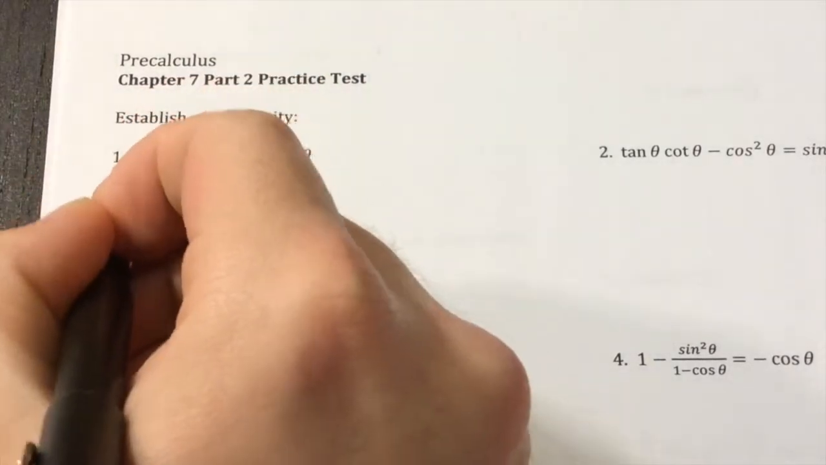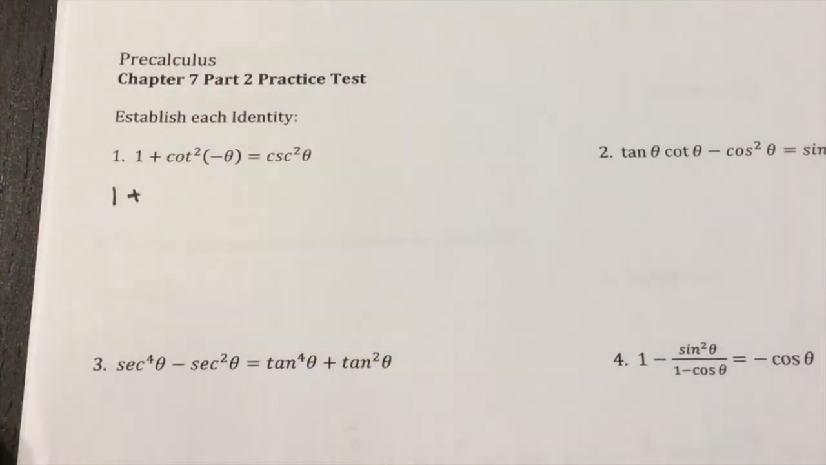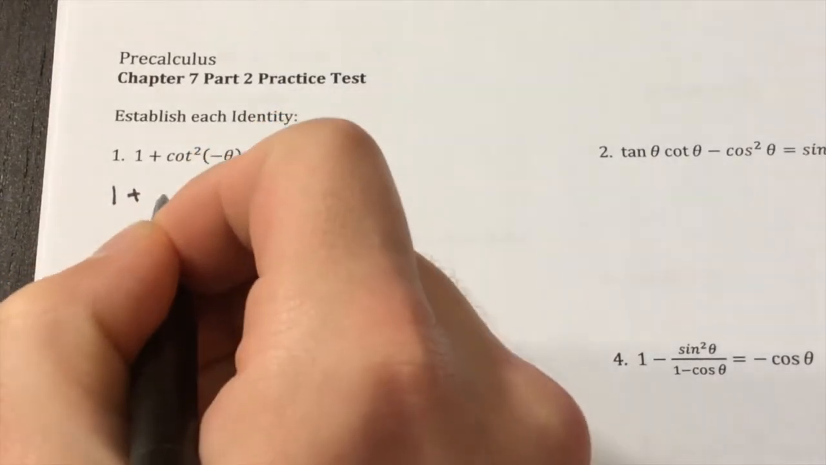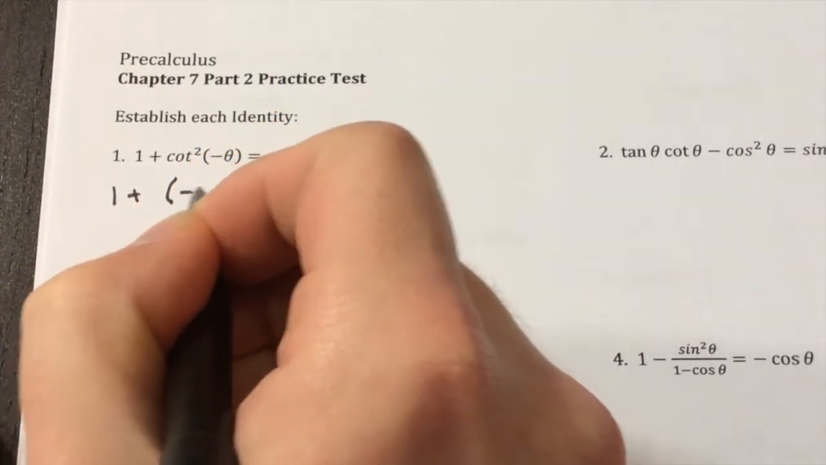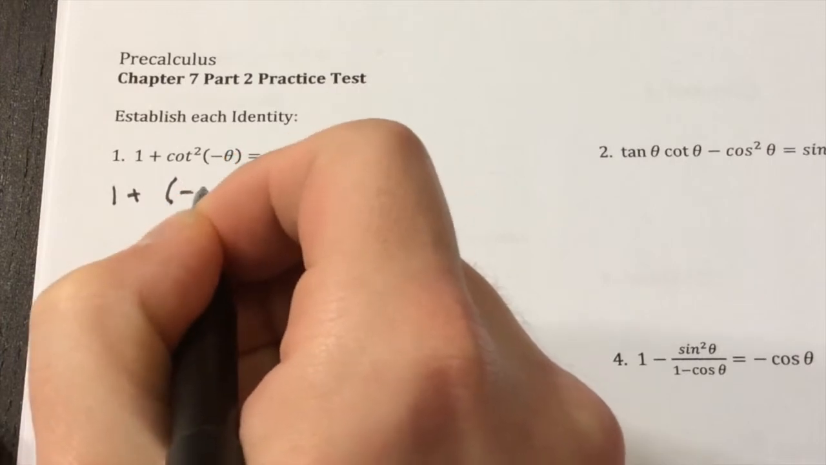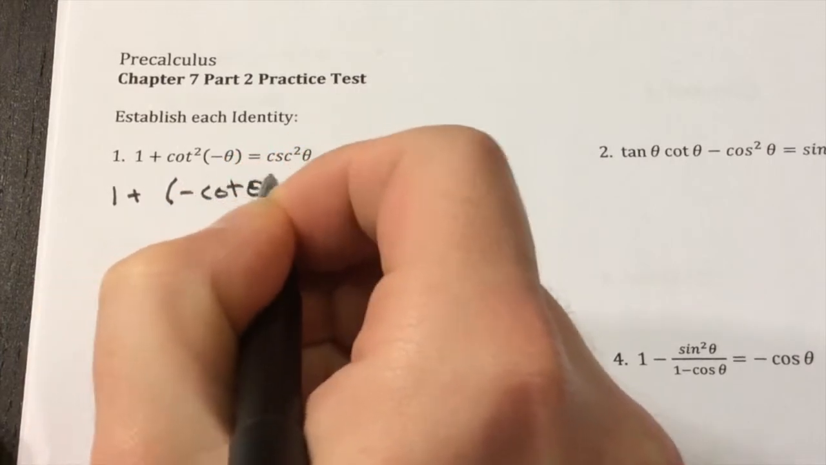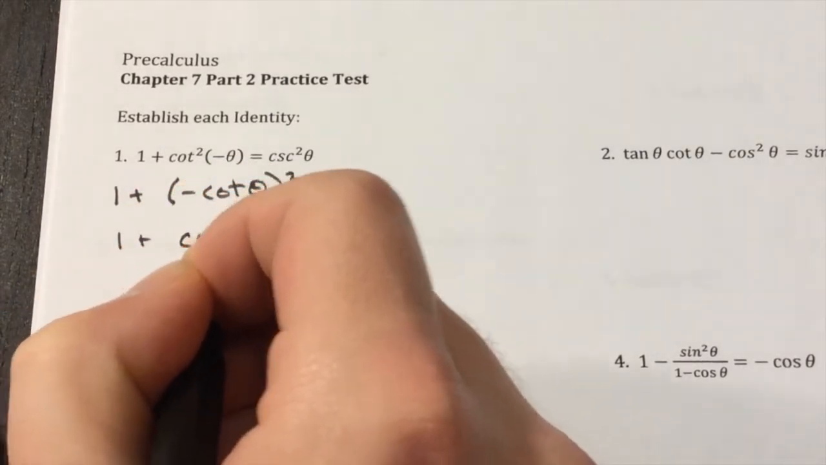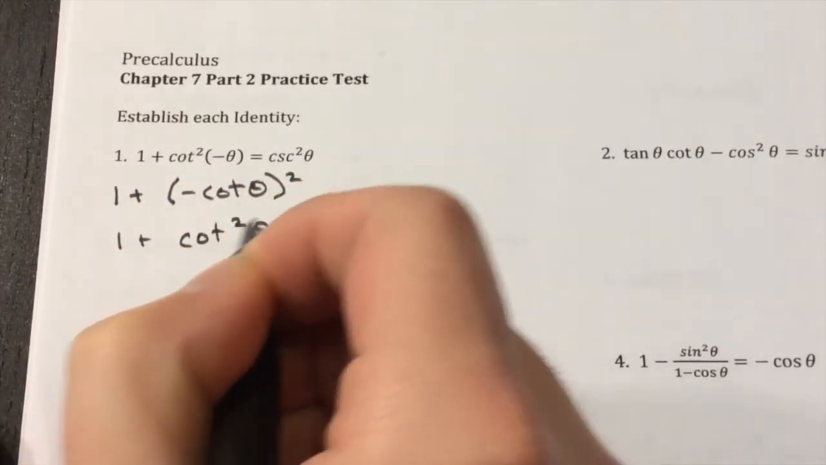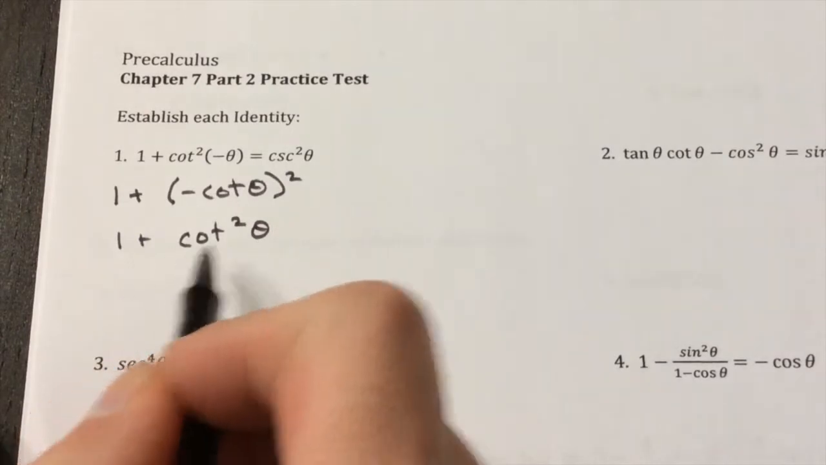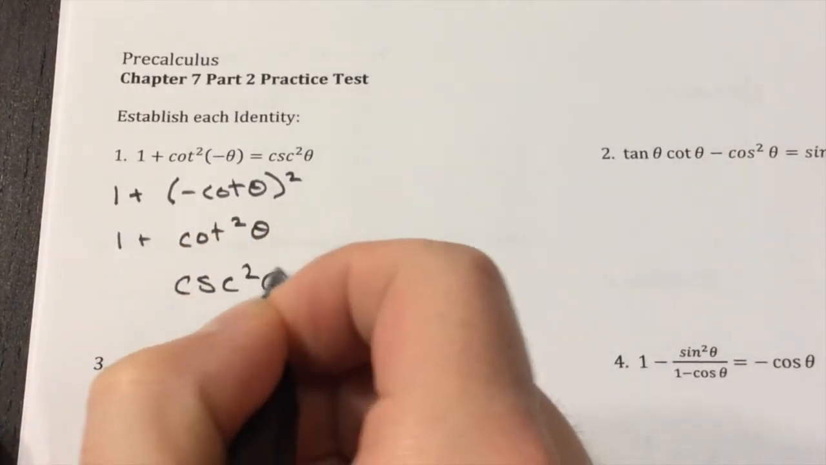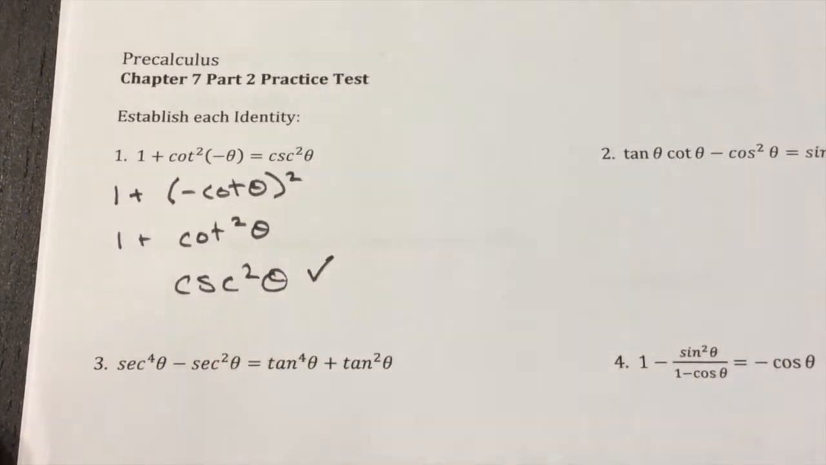So number 1, if we look at the even odd identities, we see that cotangent is odd. So cotangent of negative theta is the negative cotangent, and negative cotangent squared means that's 1 plus cotangent squared theta. 1 plus cotangent squared is cosecant squared. So we're done.